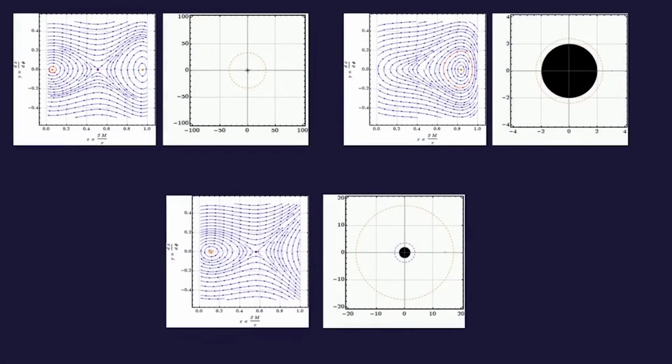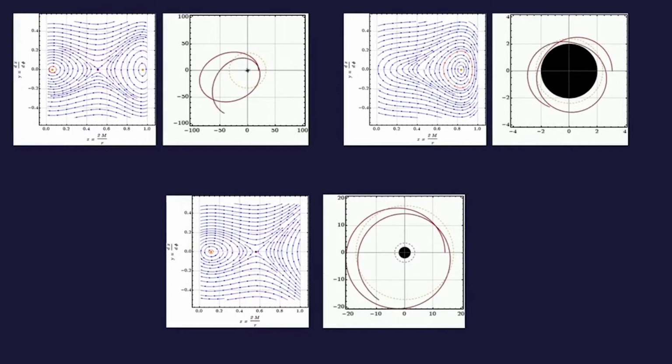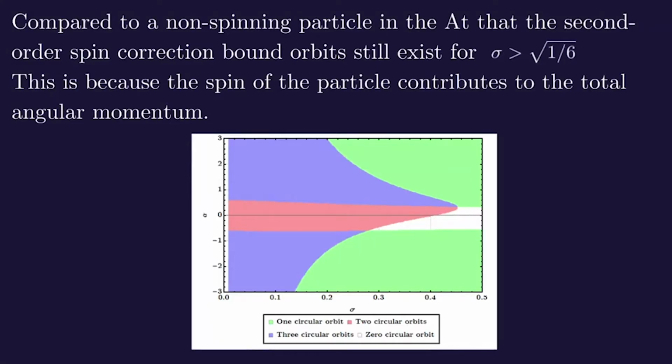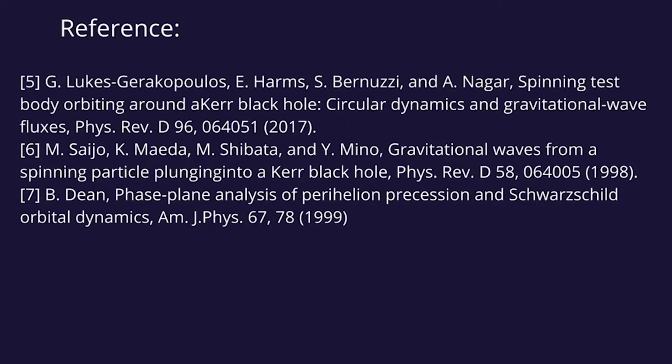We also construct the object's phase portrait, which will determine the particle's possible trajectory, and from that phase portrait we can translate the trajectory into the physical space. We found out that at the second-order spin correction, bound orbits still exist for sigma greater than square root of 1 over 6 spin. It would be interesting to apply this method for other spherically symmetric spacetimes.